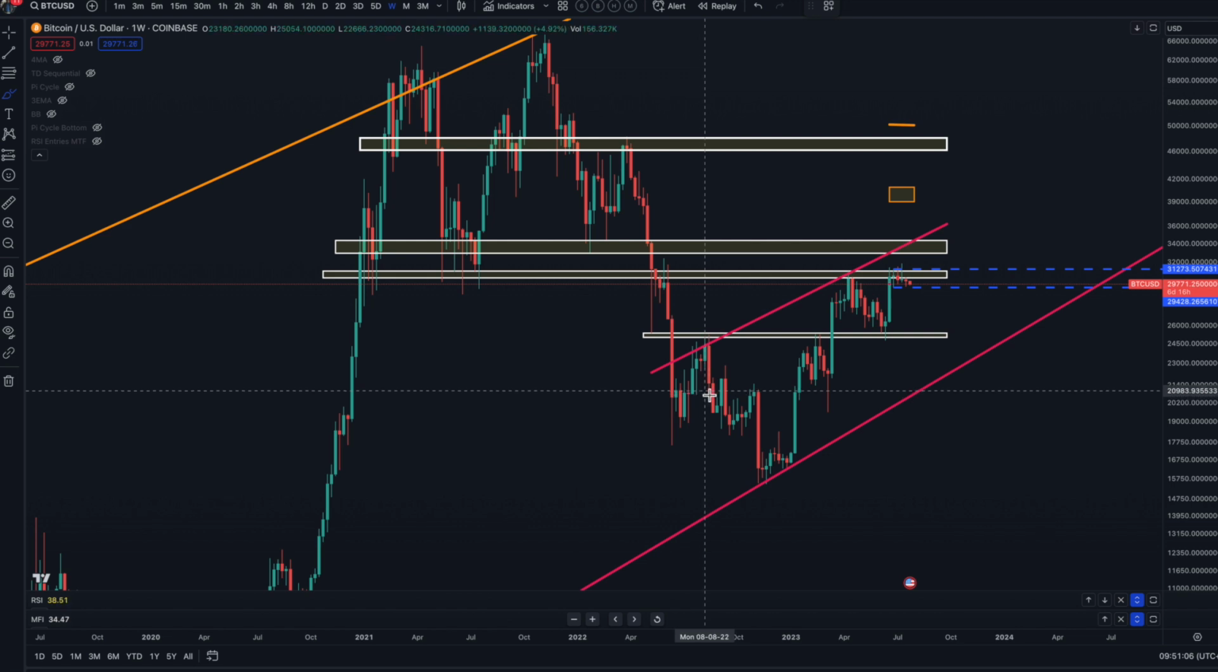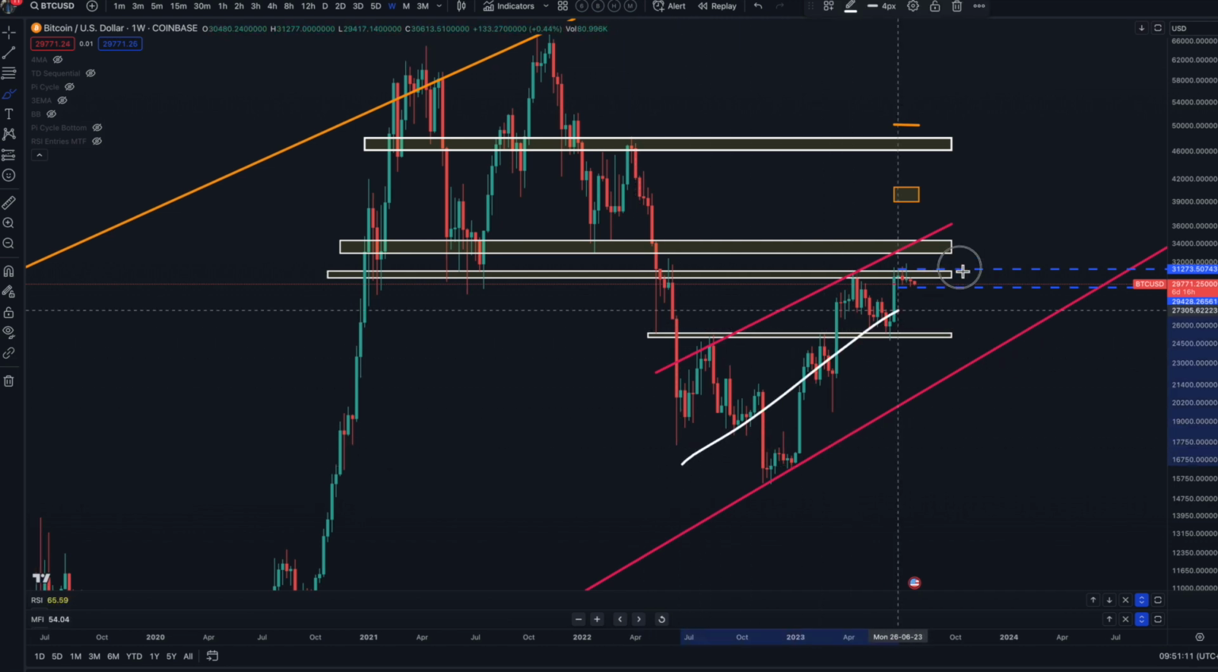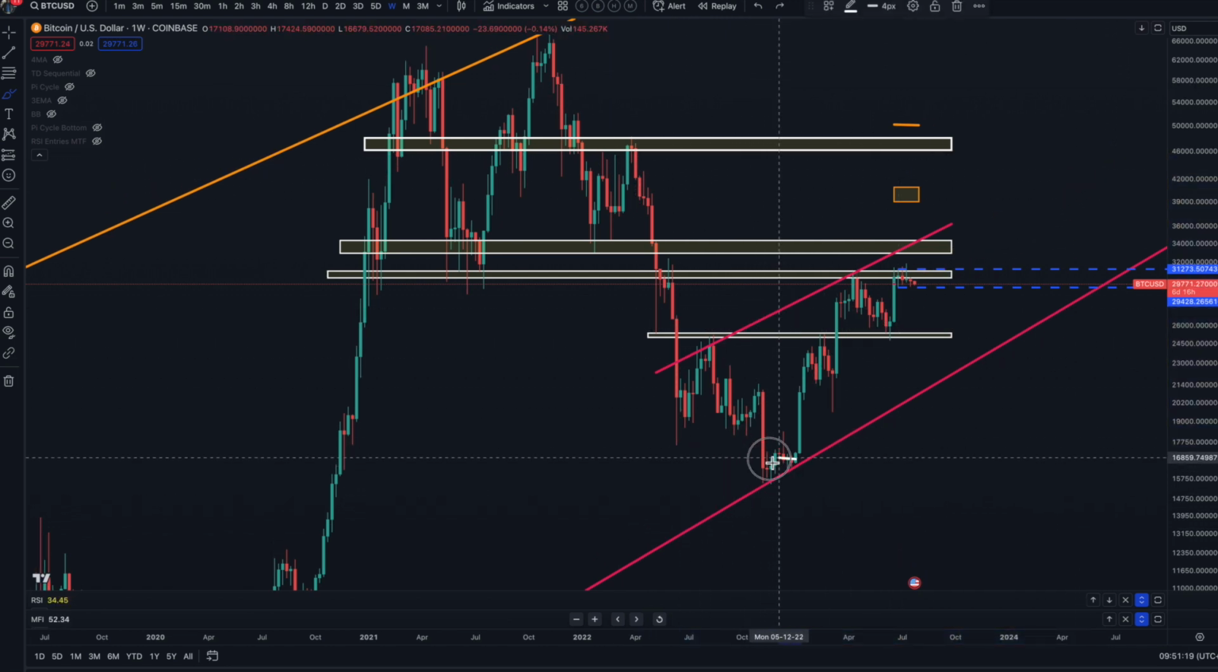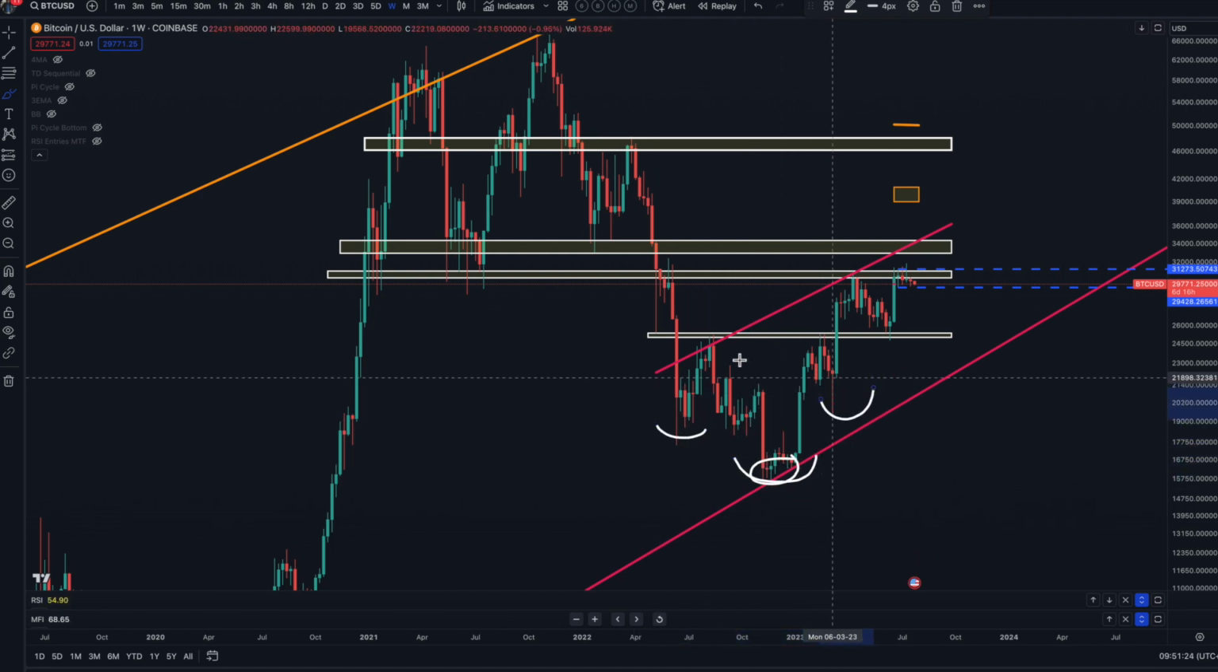In terms of the overall bigger picture on the multiple time frames, if we have a look at the weekly chart, we can see quite clearly that we're still in a bull market over here. We've obviously bottomed out at the 15,400. We've created this inverse head and shoulders over here, the neckline of which is at 25,200. So until this breaks, the narrative of the bull market is intact.